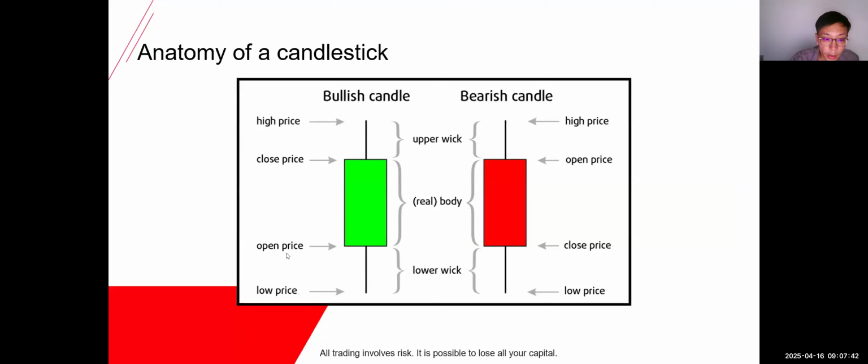The opening price is from the bottom of this candlestick, then the closing price is at the top of this candlestick. Of course, we have the wicks over here, your bottom wick and your top wick. Same for the bearish candle. The opening price is at the top. So you can see how price actually opens for a bearish candle. Open at the top and then it will generally close at the bottom.